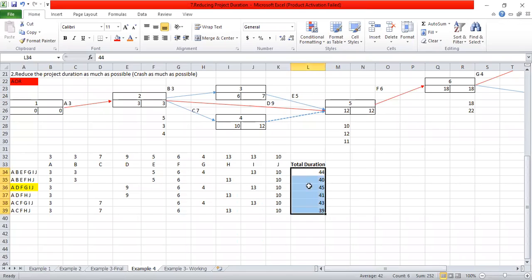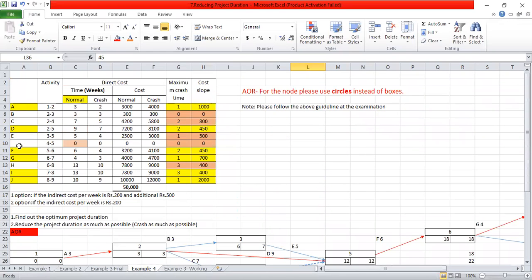So after calculating all these durations, you have to identify the critical path. Which path has the longest duration? Comparing 44, 40, 45, 41, 43, 39, this is the longest duration path: A, D, F, G, I, J. So this is the critical path. I have highlighted the activity names, and I have highlighted the maximum crash time and the cost slope, right?